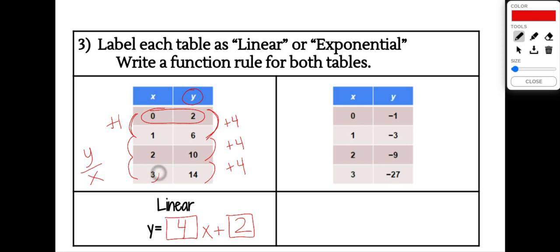We'll try it. Take this 3 right here, this x value. If I multiply it by 4 in the rule, I get 12. And then do you see how if I add 2, I'll get across the table to give me 14. So that's linear.